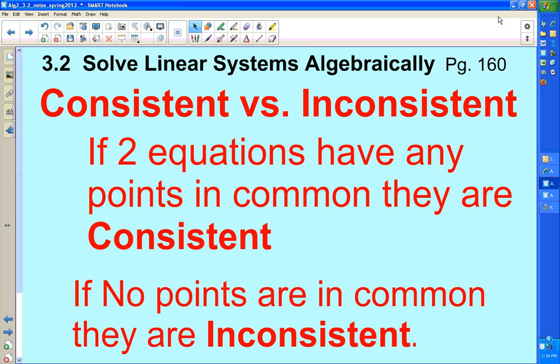Consistent versus inconsistent. If you have anything in common between the two lines, the two equations, they're consistent. Either one point in common or infinite points in common, the system's consistent. But if nothing is in common, they're inconsistent.